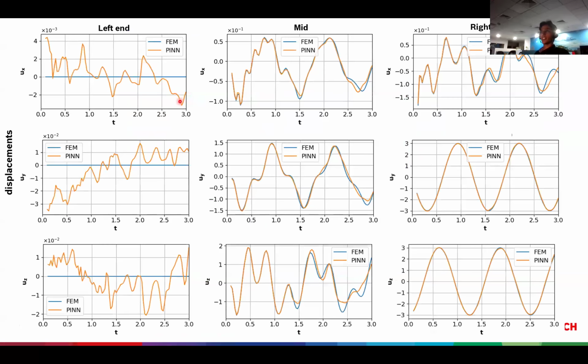And here we see the line plots of the error at different times. This is at the left end of the beam, this one represents the middle of the beam, and this one the right end of the beam. At these different locations, we can see the error in the displacement over different times. It's pretty well matched with the ground truth.